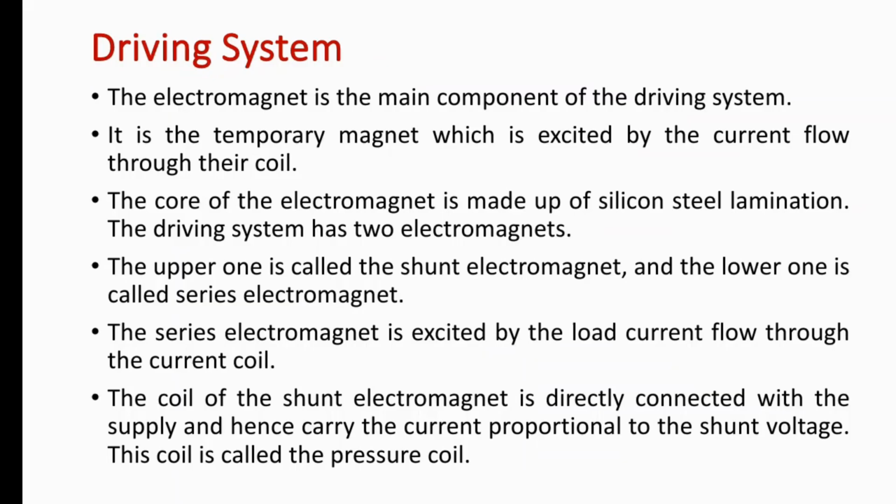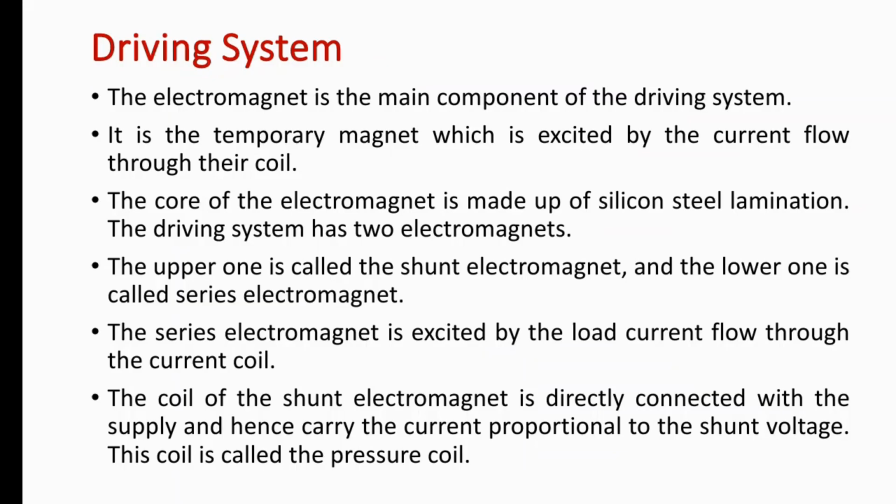It is a temporary magnet which is excited by the current flowing through the coil. We give AC supply to the magnet, the magnet gets energized, and the energized magnet produces the necessary flux. That flux links with the aluminum conductor, so depending on the flux rating, the disc starts rotating. The core of the electromagnet is made of silicon steel lamination. The driving system has two electromagnets. The upper one is called the shunt electromagnet, and the lower one is called the series electromagnet.